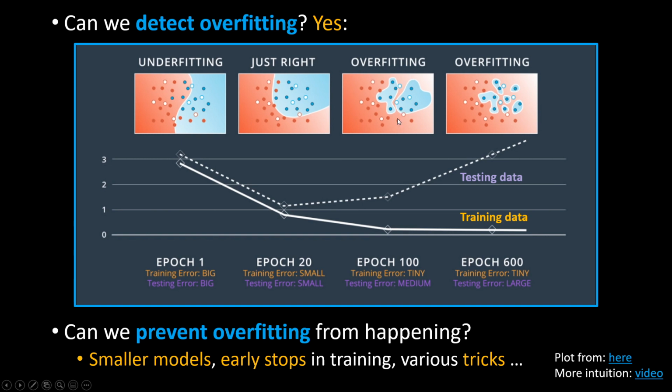So the boundaries that the model is creating are becoming too complex. Something like this doesn't generalize to the general data at all. It is overfitted just on the training set. And so we can detect that by looking at training and testing splits. So that's a good message.